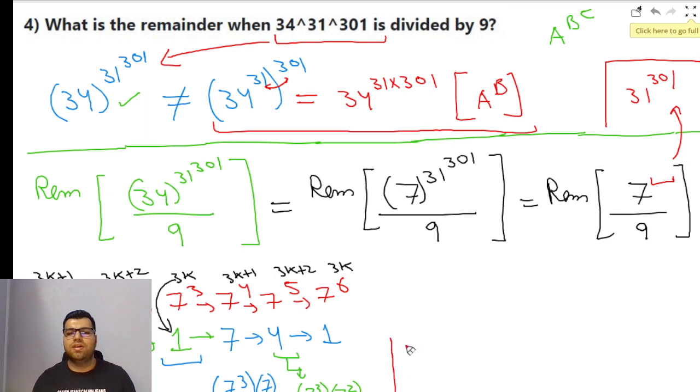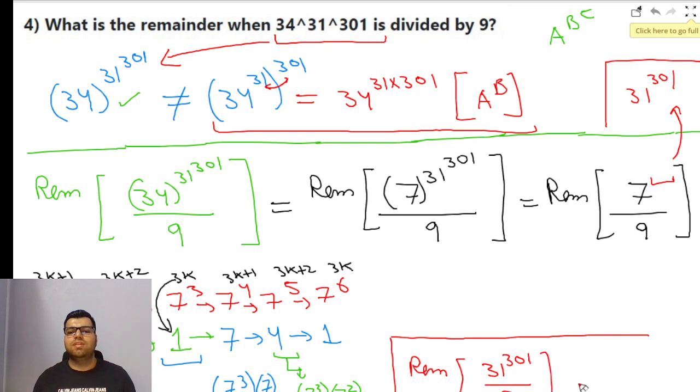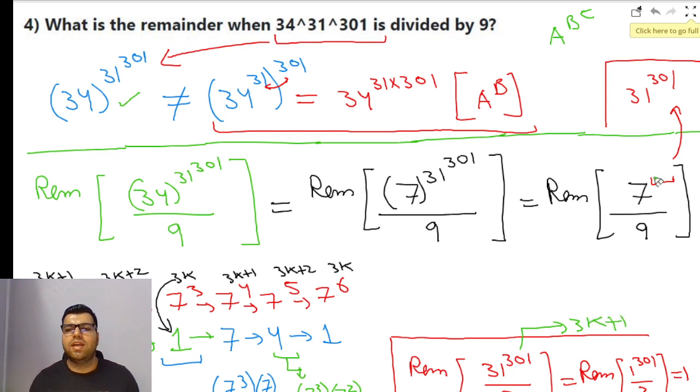Very simply, by observing, you can say the remainder of 31 raised to power 301 with 3: you will just write the remainder of 31 with 3, which is 1. It is equal to the remainder of 1 raised to power 301 with 3, which is equal to 1. So that means 31 raised to power 301 is of the form 3k plus 1. So I can write over here, this is nothing but 7 raised to power 3k plus 1.